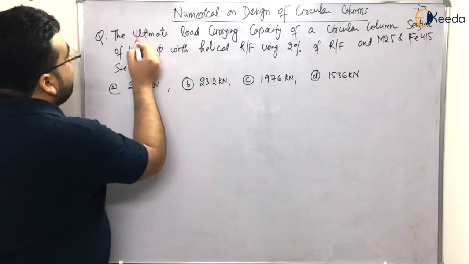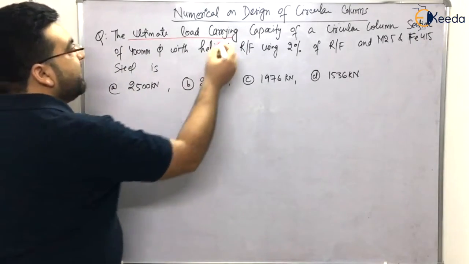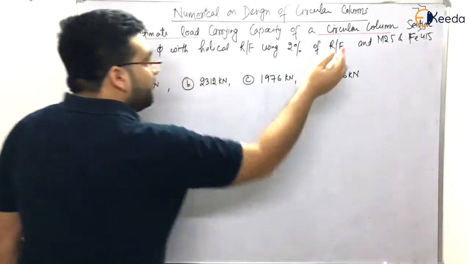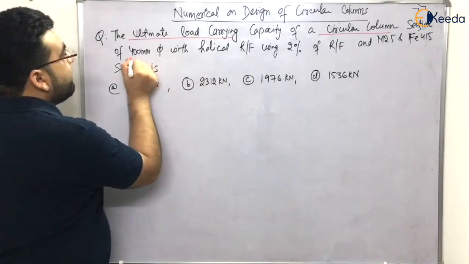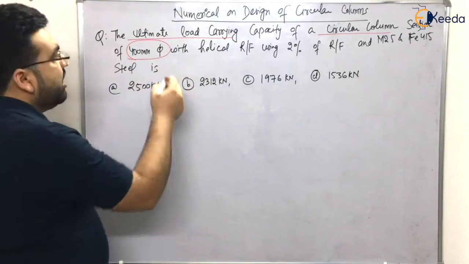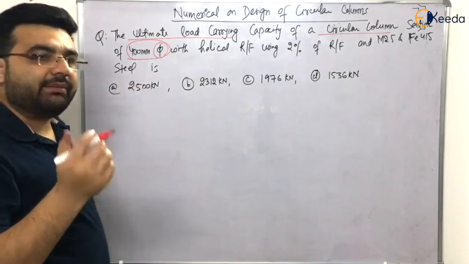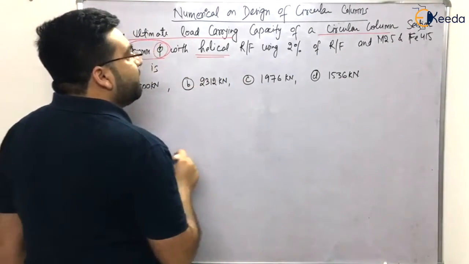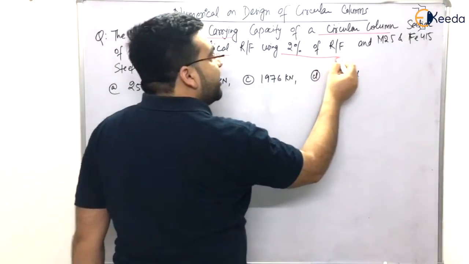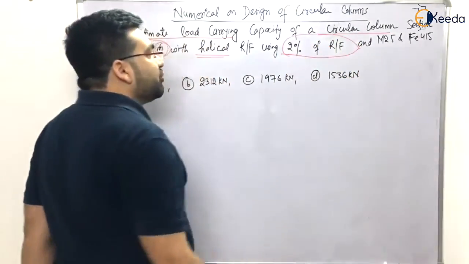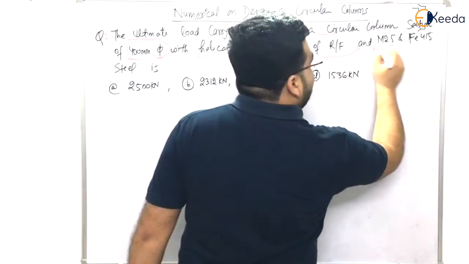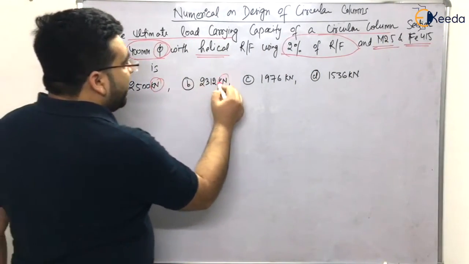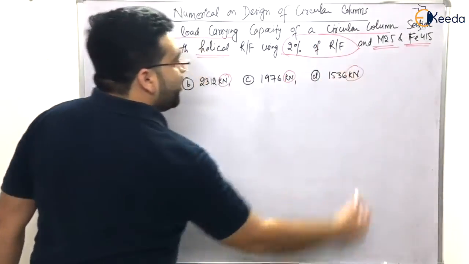The question is the ultimate load carrying capacity, it means it is Pu, of a circular column section of 400 mm diameter with helical reinforcement using 2% of reinforcement. M25 and Fe 415 steel is used, and we have to get the answer in kilonewton.